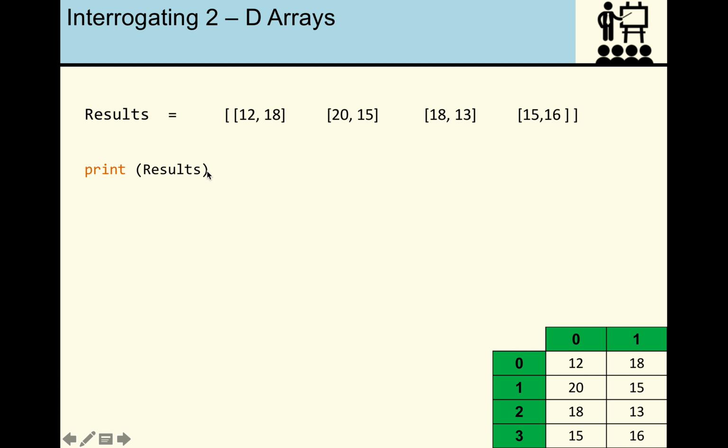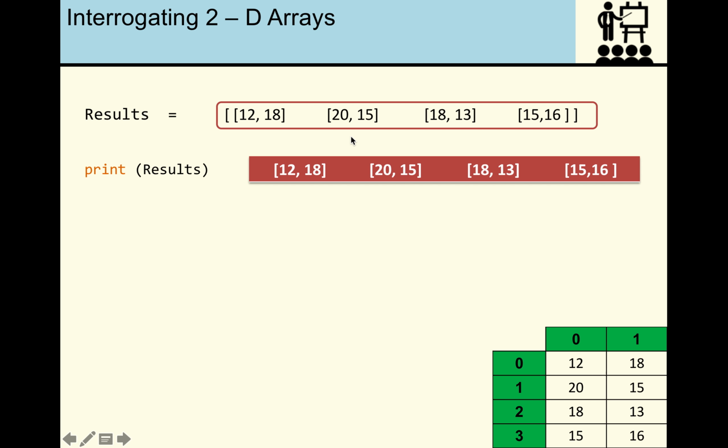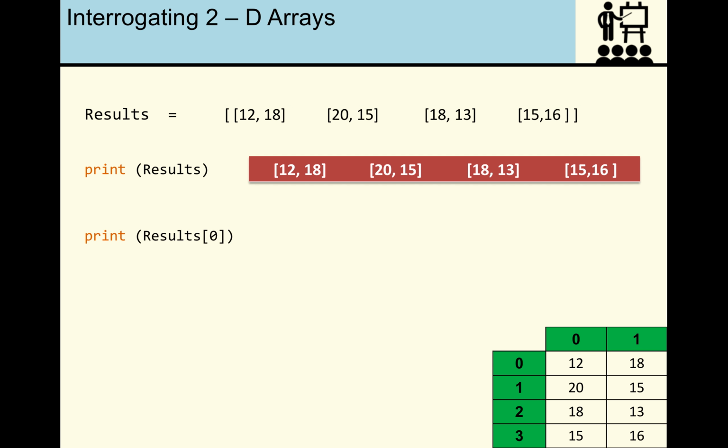So if I asked to just print the result, what do you think would happen? I've just got results. I haven't got any square brackets. I haven't got any indexes. Well, it's going to print the whole table. It's going to print the whole two-dimensional array. It's going to print everything inside results.